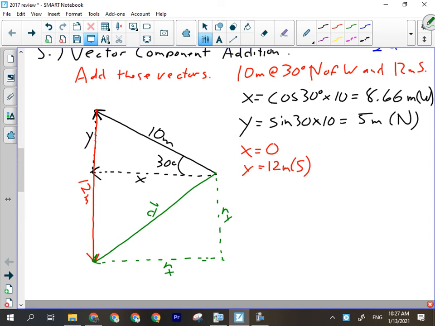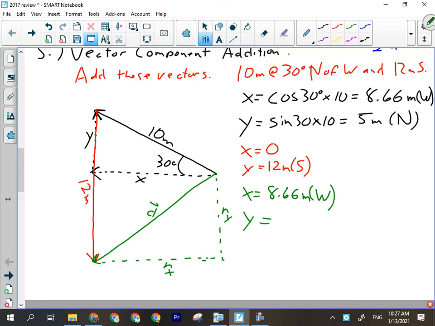Right? If I had a vector that went back a little ways, then I would subtract the two. Or if I had one that went west, then I'd add the two. Everybody all right with that idea? Okay, so green x is going to be 8.66 meters west.